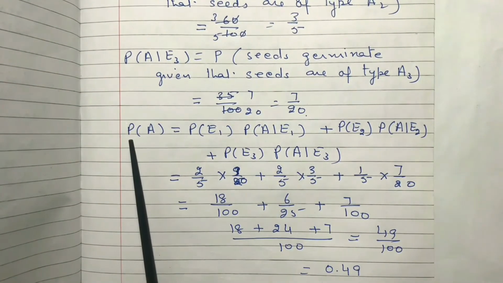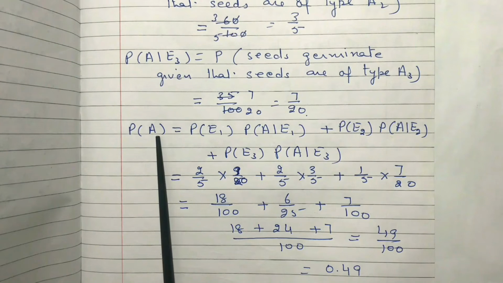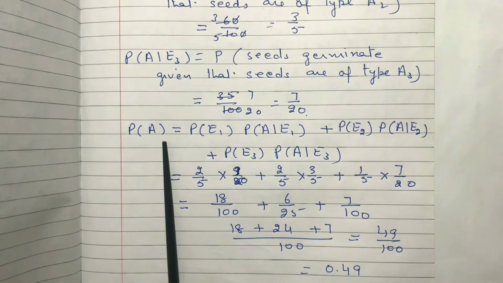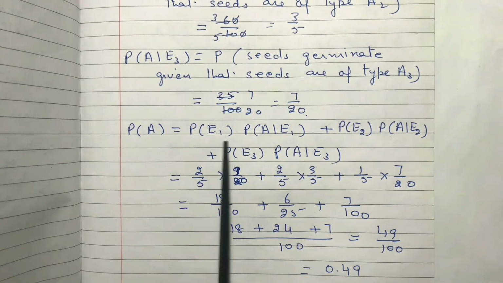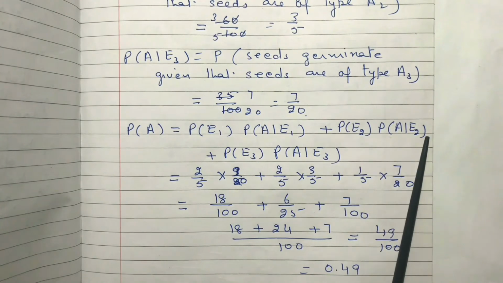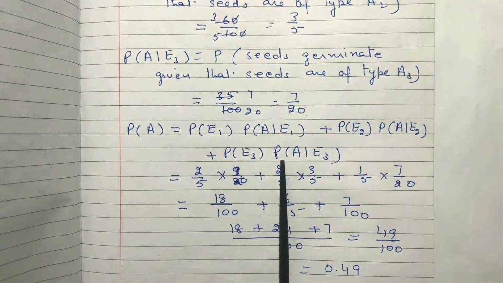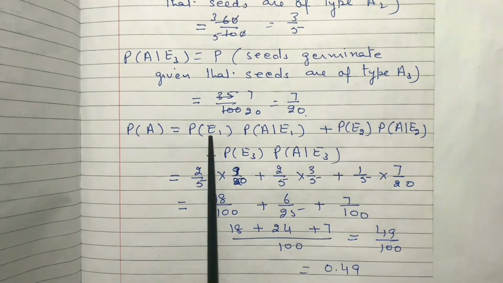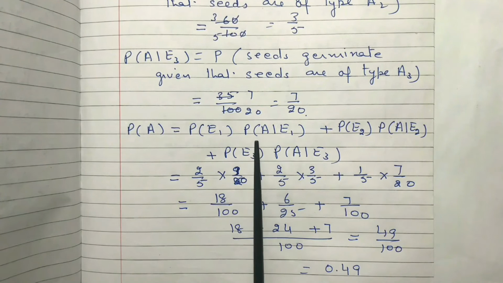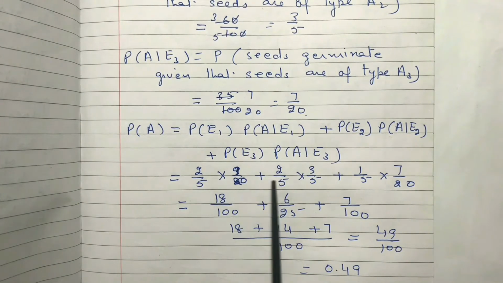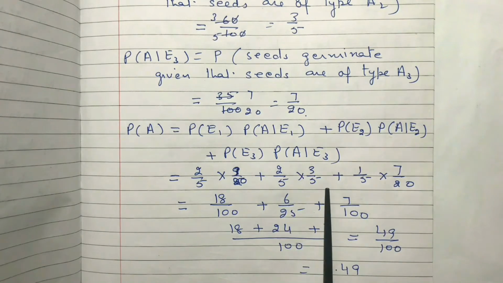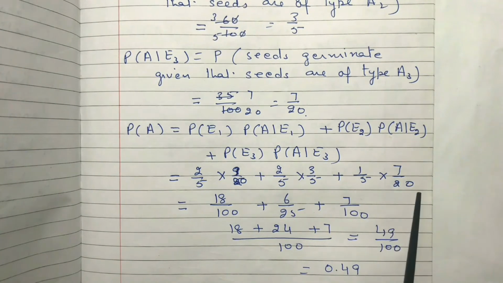Our first question is, we are to find the probability of A. It means we are to find the probability that seed germinates. That is equal to probability of E1, probability of A given E1 plus probability of E2, probability of A given E2 plus probability of E3, probability of A given E3. So probability of E1 is given 2/5 into probability of A given E1 is 9/20 plus probability of E2 is 2/5 into 3/5 plus 1/5 into 7/20.